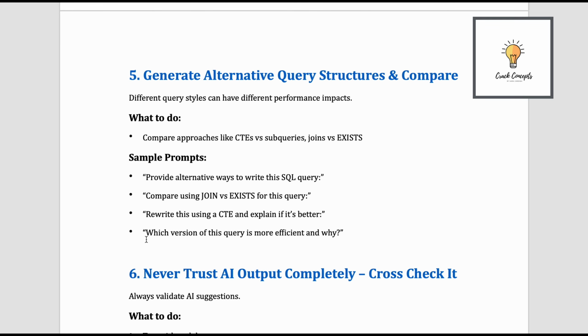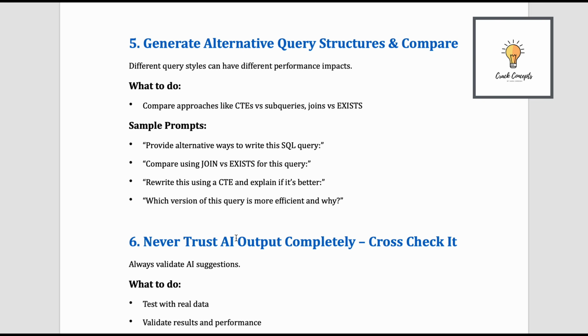Some sample prompts would be: provide alternative ways to write this SQL query. Compare using joins versus exists for this query. Rewrite this using a CTE and explain if it's better. You can ask AI to rewrite your query using CTE and avoid subqueries. Which version of this query is more efficient and why?